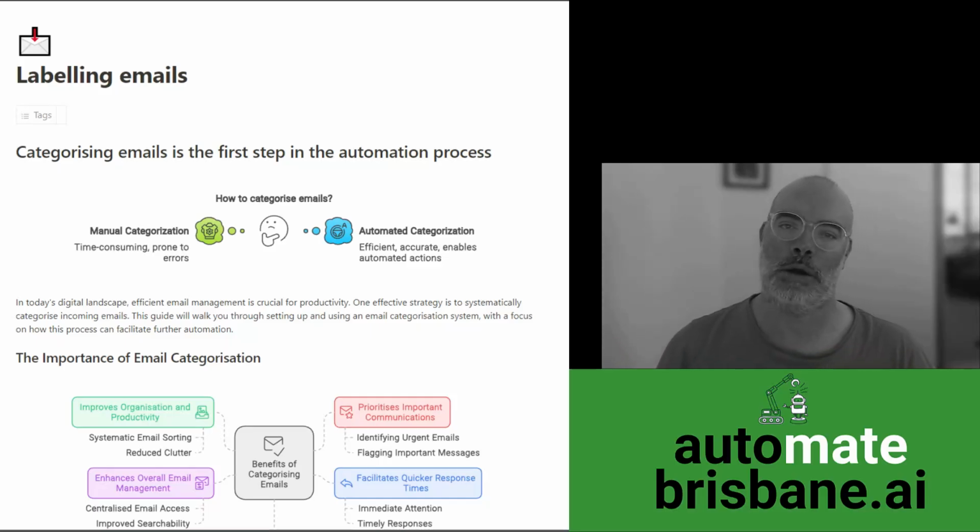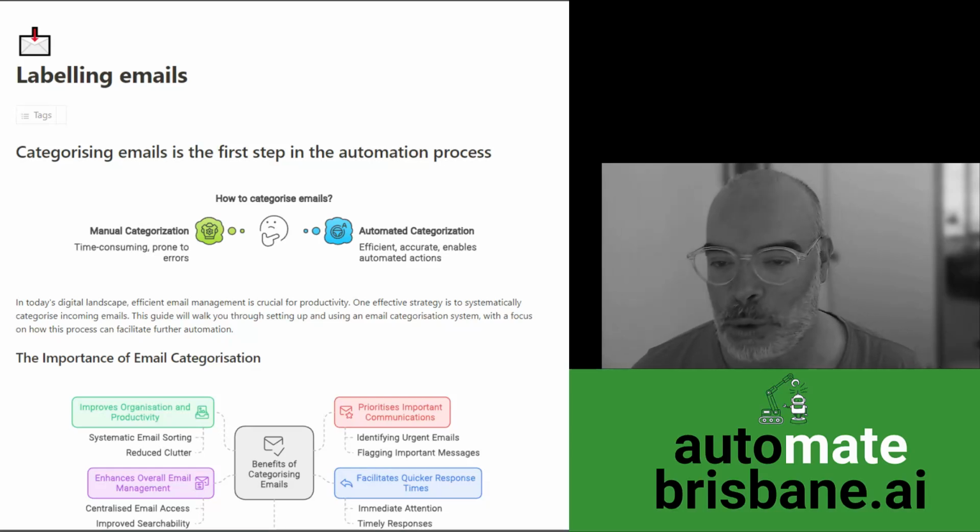Hello, so what I'm going to talk about is the labeling of emails, why labeling of emails is important, why automation is the best way to do it, and how the automation works, and then finally what you can then do when you have an email tagged with automation.